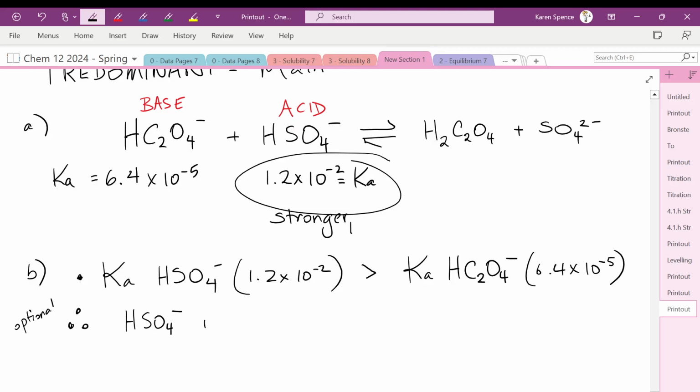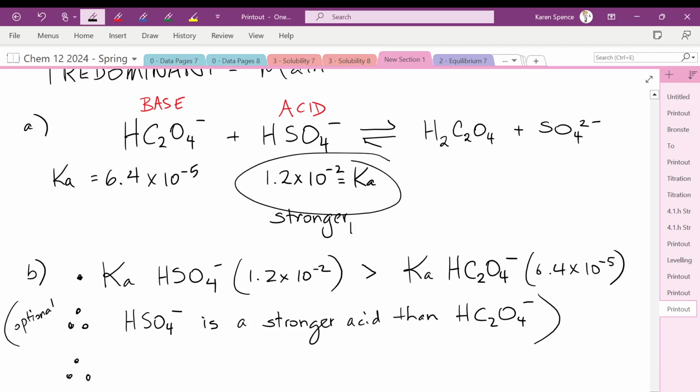HSO4 minus is a stronger acid than HC2O4 minus. So this part here is optional, because for the most part, people should understand that the bigger the Ka value, the stronger the acid. But if they gave you a 3-mark question, you could throw that in there for extra, right?